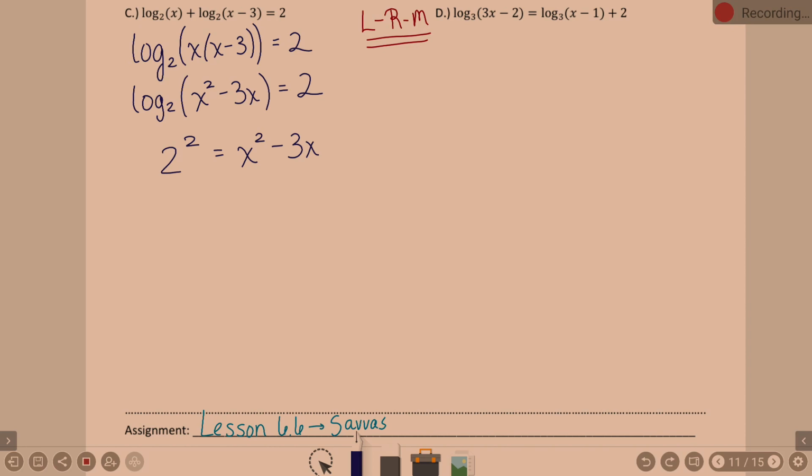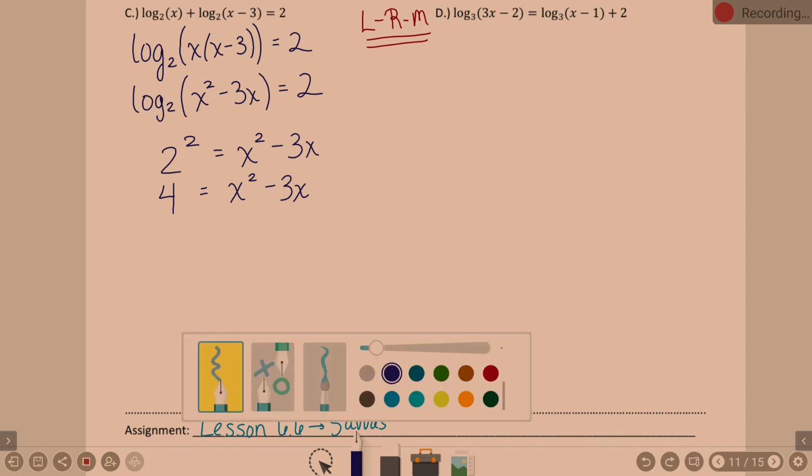Or if you don't like left, right, middle, the base of the log becomes the base of the power, and you flip the other two pieces. So 2 to the 2 equals x squared minus 3x. What do we know about 2 squared? It's 4. I have 4 equals x squared minus 3x. What are we going to do?